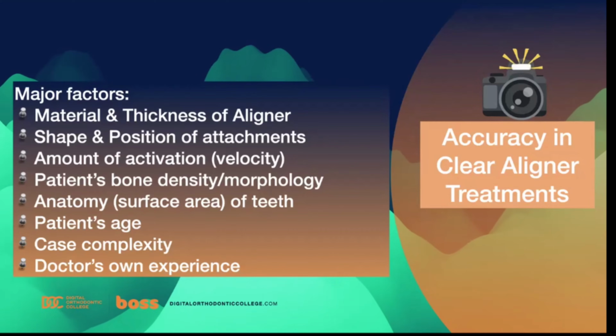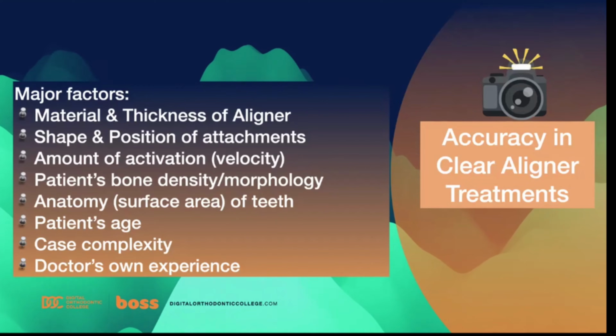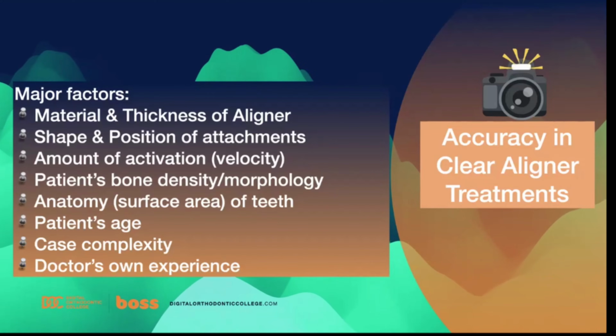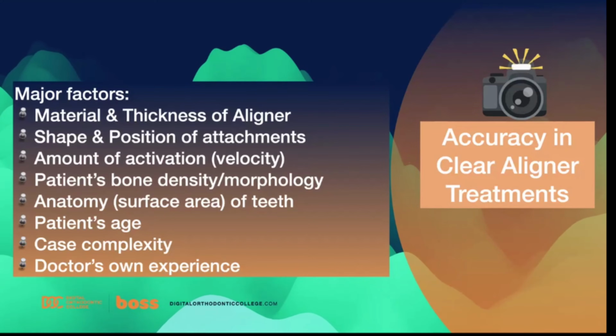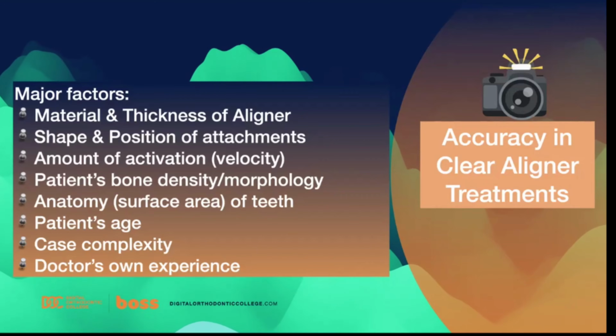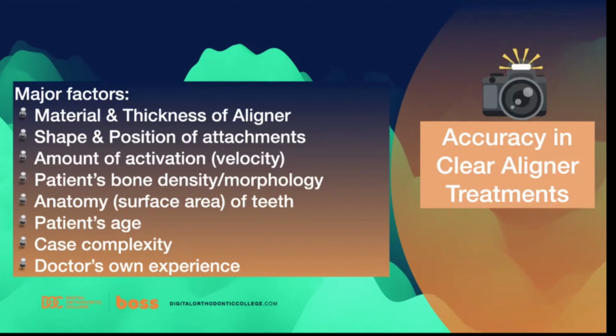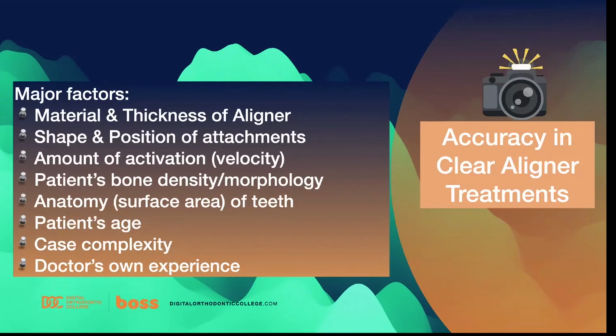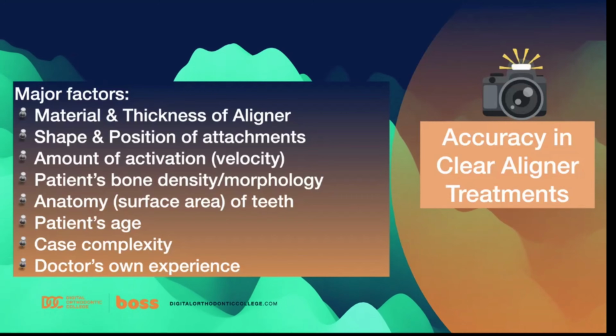We also have to understand that the accuracy in clear aligner treatments varies. So how does it vary? The material and thickness of the aligner. Nowadays, we have so many aligner companies. The shape and position of your attachments, the amount of activation, the velocity that we have in an aligner system or in a treatment. The patient's own bone density and morphology is important. The anatomy of the teeth. What is the surface area? Are they short clinical crowns, long clinical crowns?